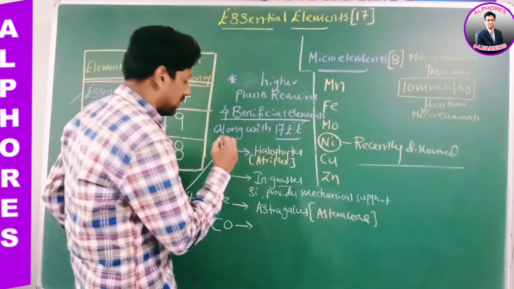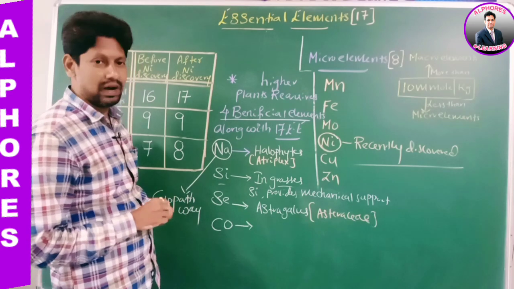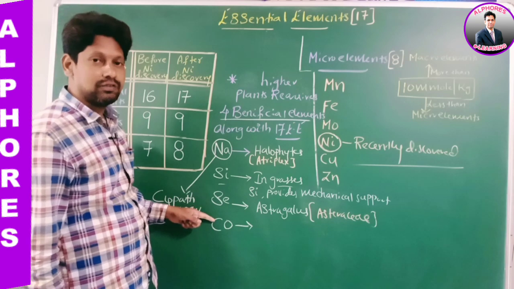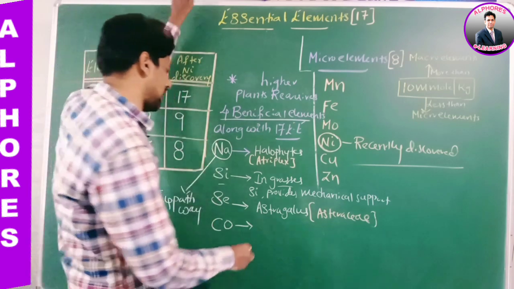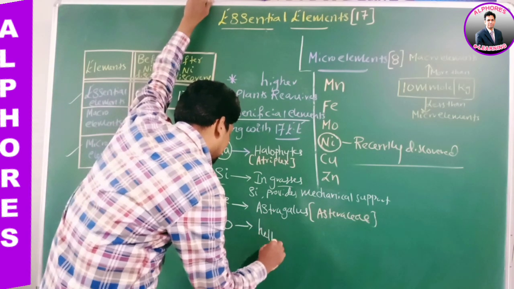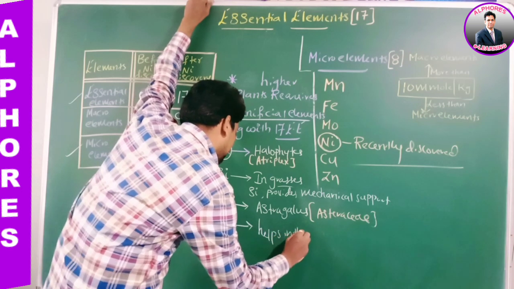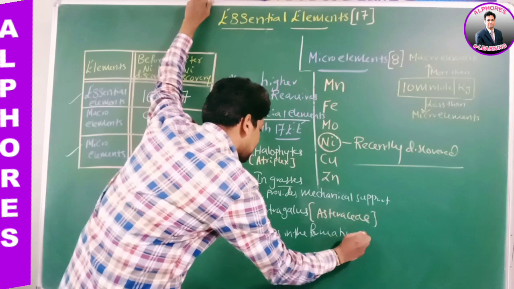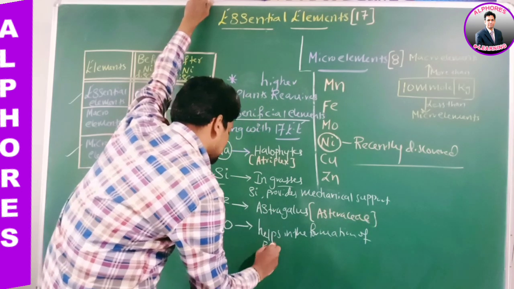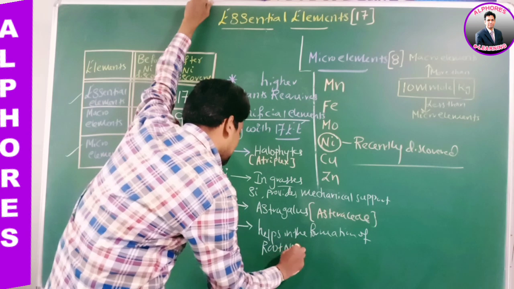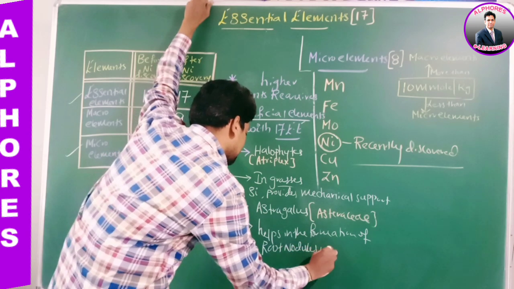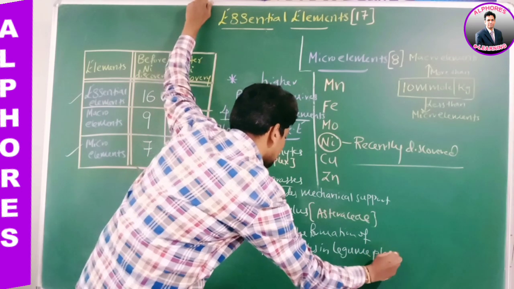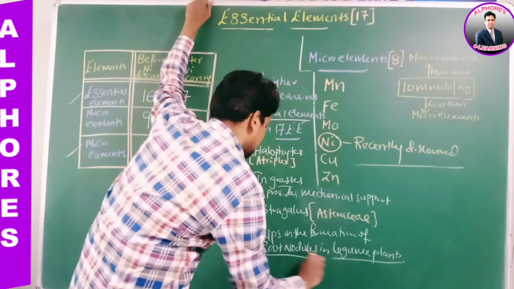Now go for the last one, cobalt. Sir, this cobalt helps in the formation of root nodules in legume plants. Helps in the formation of root nodules in which plants, sir? Legume plants.